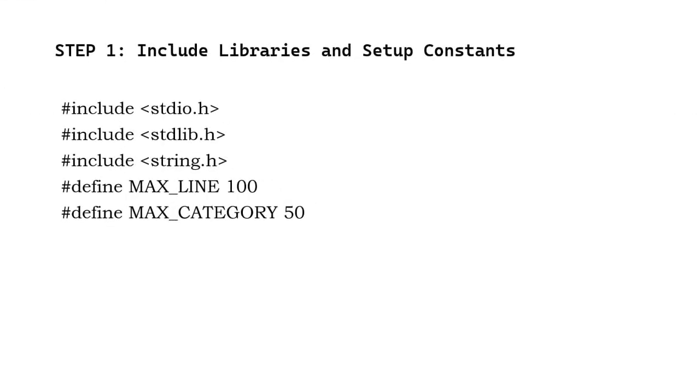Step 1. Include libraries and set up constants. We include standard libraries for input-output, stdio.h, general utilities, stdlib.h, and string manipulation, string.h. We also define MAX_LINE as 100 for the maximum characters per line in our file, and MAX_CATEGORY as 50 for the maximum unique expense categories.